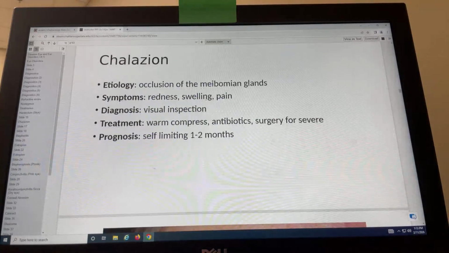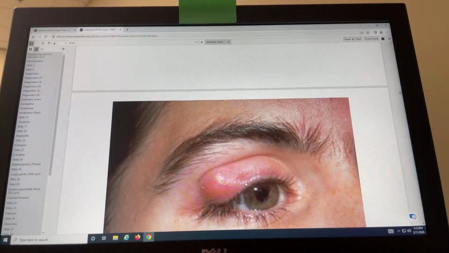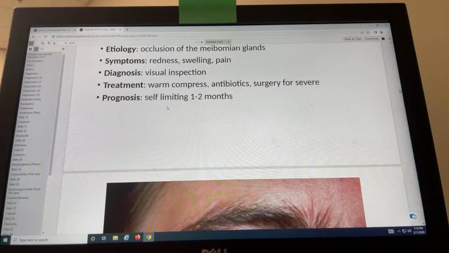Same thing, symptoms, redness and pain. Just looking at it, you can tell what it is. Same kind of treatment, warm compresses, antibiotics if it's not going away. Sometimes it can get really big, and it blocks your vision if it's so swollen you can't open up your eye. And in that case, they might do surgery to just remove it. That way, you can just get it done quicker. These are also self-limiting. It just sometimes can take a little bit longer, a month or two, for it to go away by itself, versus the styes or the hordeolums. Generally, I've seen them go away in a week or two.